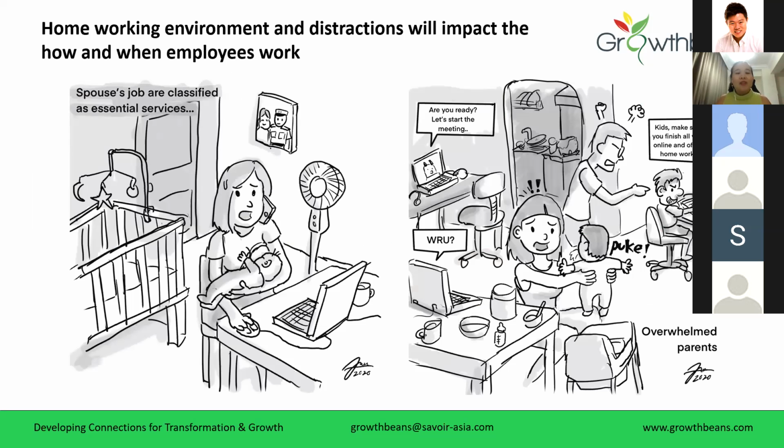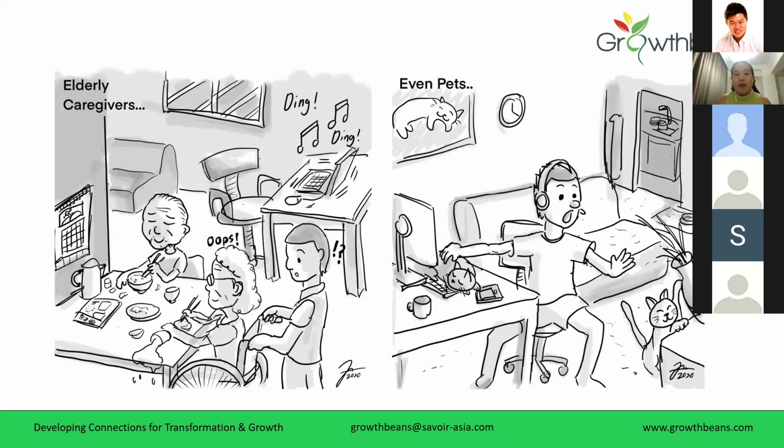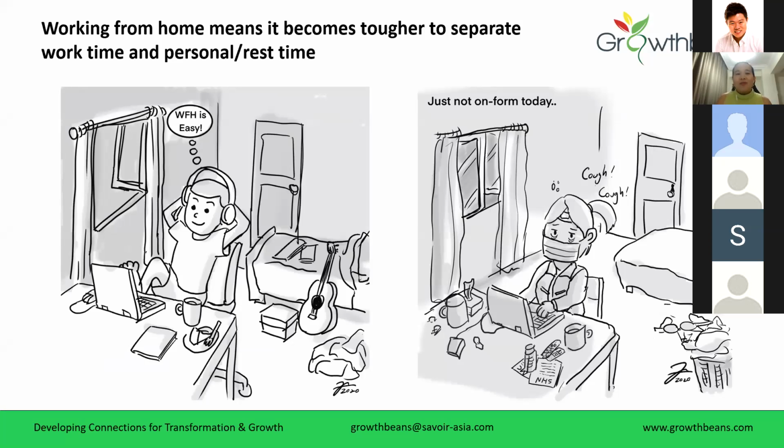So is this you, where your home working environment and the distractions are affecting and impacting how and when you work, as maybe an overwhelmed parent, or if you're a caregiver to an elderly, or even a pet owner? Is it also tougher for you to separate work time and personal or rest time? Because what we hear on the ground when we reach out to the different communities that we support and even companies is that they feel busier because now there is no separation between work and rest. You don't leave the office, you just step away from your desk. And that ties to discipline as well.